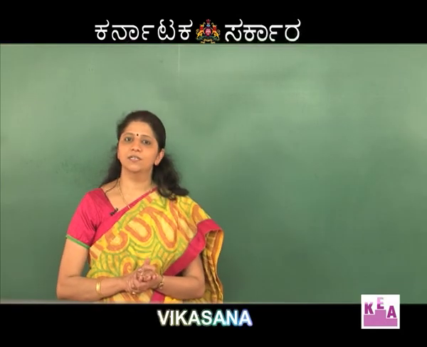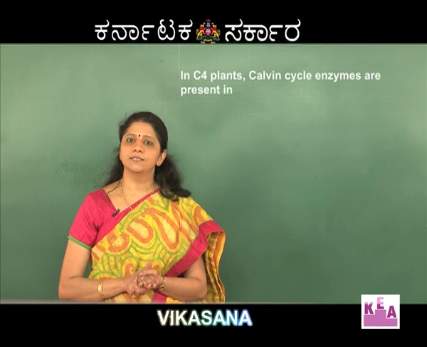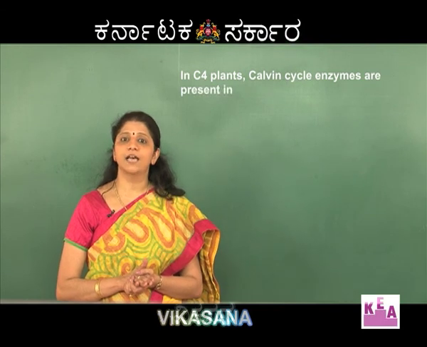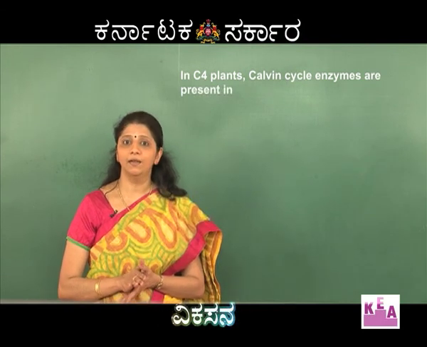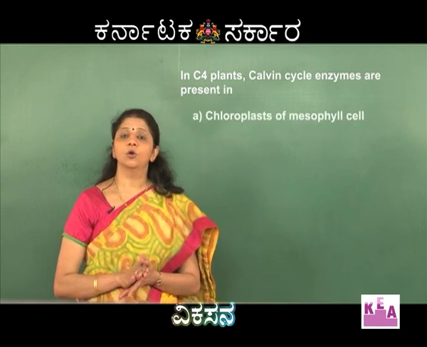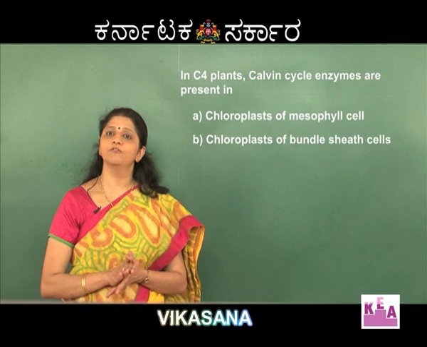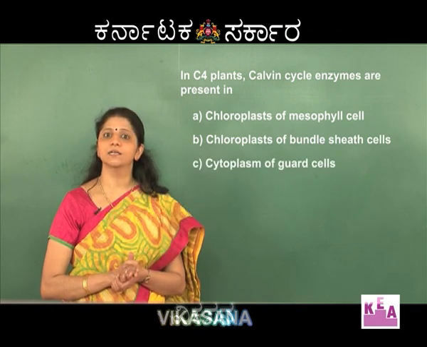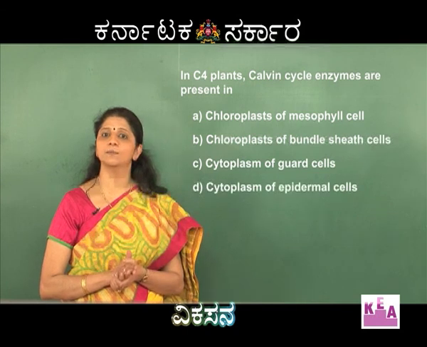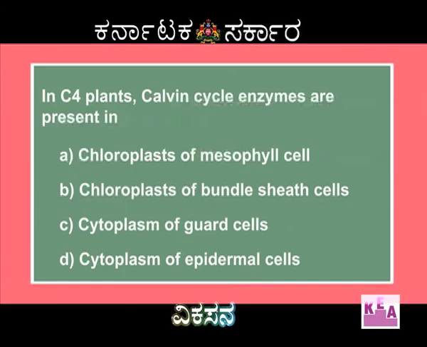The next question is, in C4 plants, Calvin cycle enzymes are present in option A, chloroplast of mesophyll cells, option B, chloroplast of bundle sheath cells, option C, cytoplasm of guard cells, option D, cytoplasm of epidermal cells.